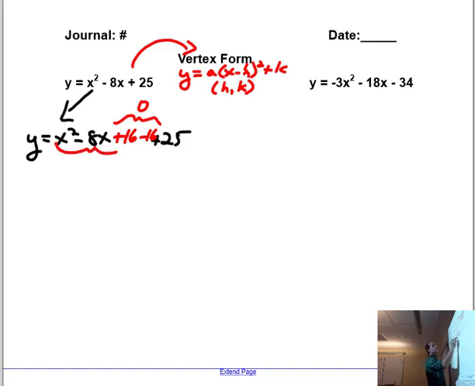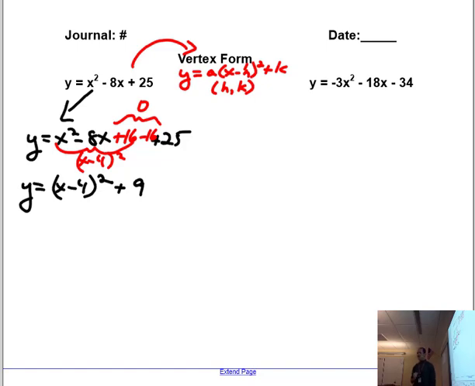So now this factors. This is your perfect square trinomial. That is x minus 4 squared. So now I can rewrite it as y is equal to x minus 4 squared. And then we have the negative 16 and the positive 25 is going to be positive 9. So far, so good? Now, my vertex here is going to be 4. It's opposite here. And then 9. That's my vertex.